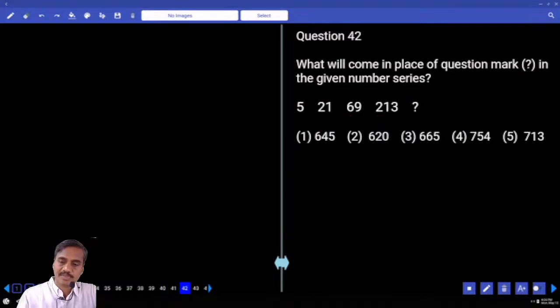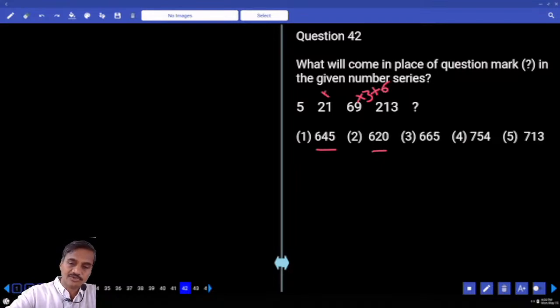Then 42. Now check out the choices. All the choices are in the form of either 600 or 700. Hence it must be a product or combination. Then 5 and 21, tell me how to represent this one. First let us start with 69. 69 into 3, and 70 into 3 is 210. 210 minus 3 is 207, and 207 plus 6. So the rule is into 3 plus 6.